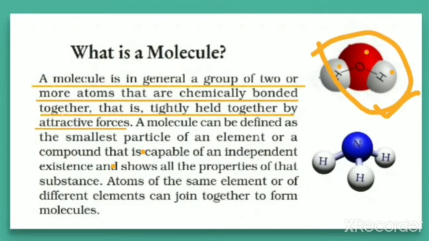So how do we define a molecule? Molecules are made up of two or more atoms which are chemically bonded together. That is more important here. These atoms must be chemically bonded, then only can we call it a molecule. And chemically bonded means there is an attractive force between them.